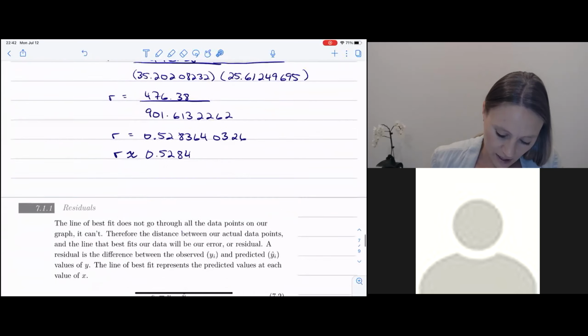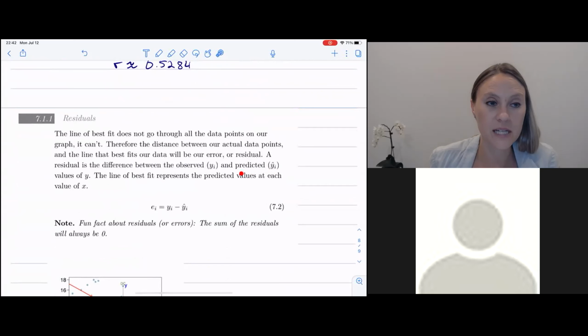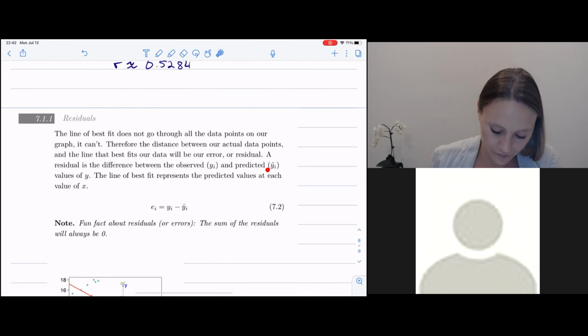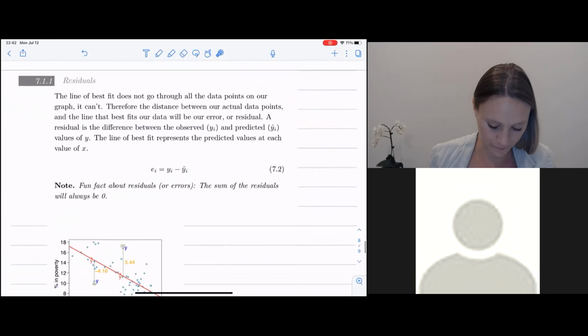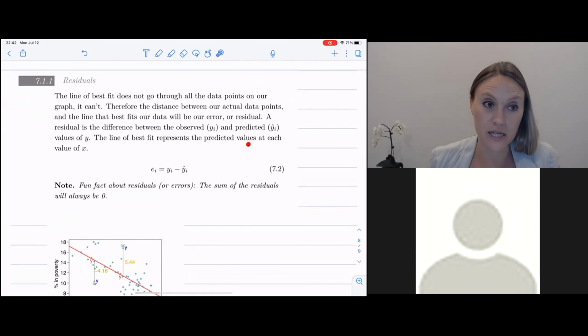And then we're going to be able to find predicted y's. Now, they're called y hat, and I'm realizing now my mistake by pulling it up, but that's okay. The predicted value of y is just going to have a hat on it. So for now, just ignore the y hat because we haven't introduced it. But the line of best fit represents the predicted values at each value of x, right?